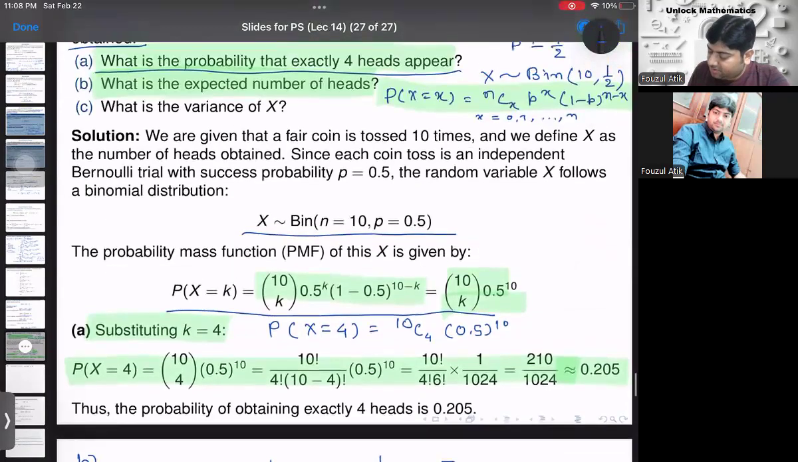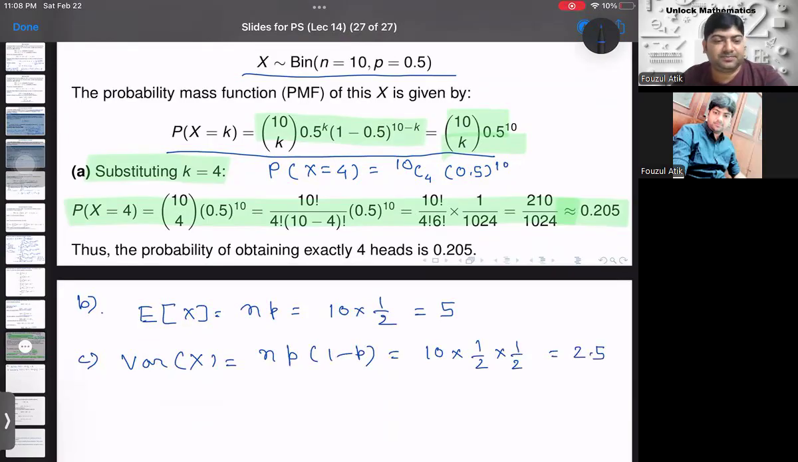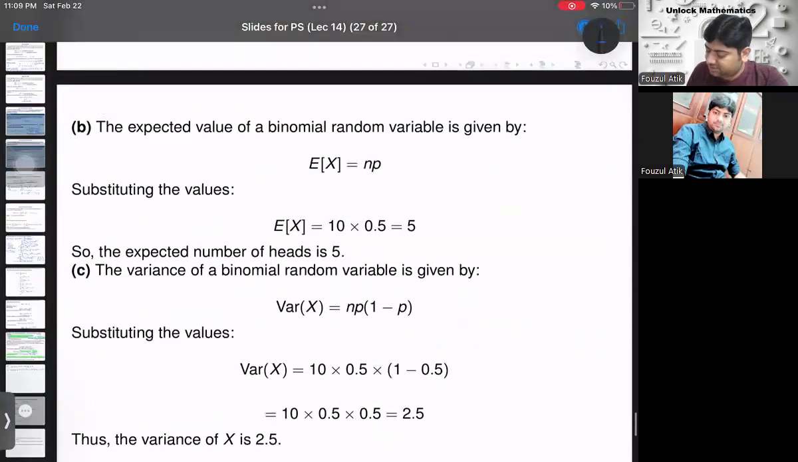Next question was, what is the variance of X? We all know that the variance of the binomial random variable is n into p into (1 minus p). So n is 10, p is 1 by 2, and 1 minus p is again 1 by 2. Therefore it is 2.5. So this is the variance. Clear? So as we have already done, the expected value is 5 and the variance is 2.5.